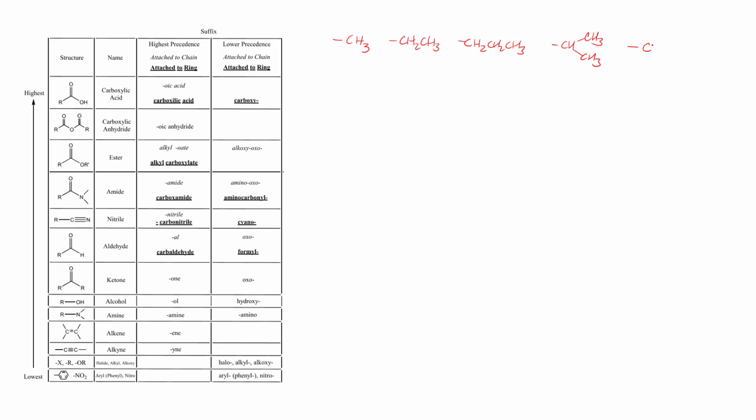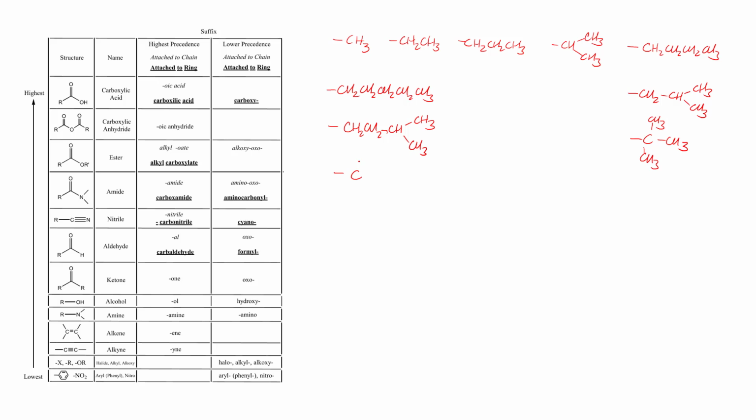we have butyl, we have isobutyl, we have tert-butyl, and then as far as the pentyls go, we have the 5-carbon pentyl, we have isopentyl, we have tertiary pentyl, and that's probably about it. So those are the groups that you need to remember the names of.